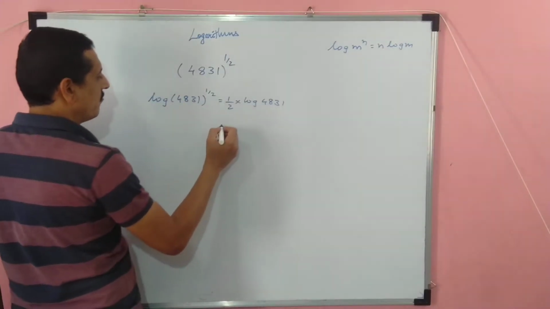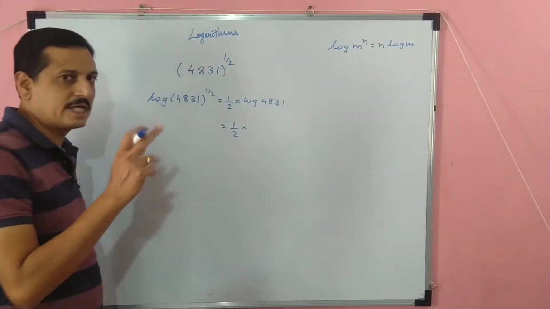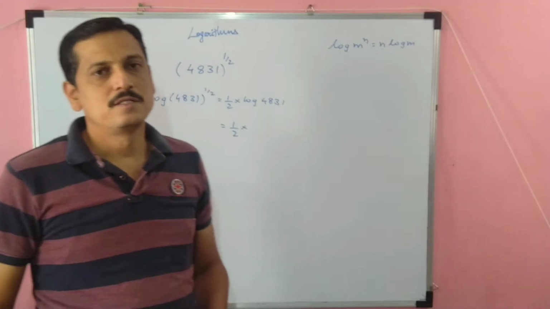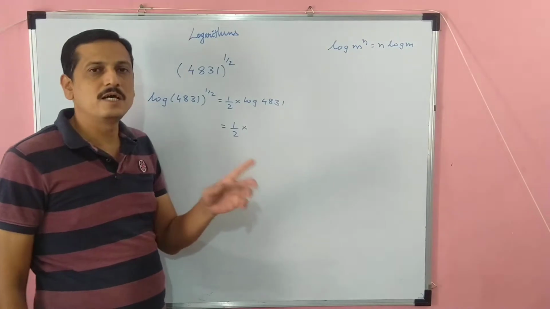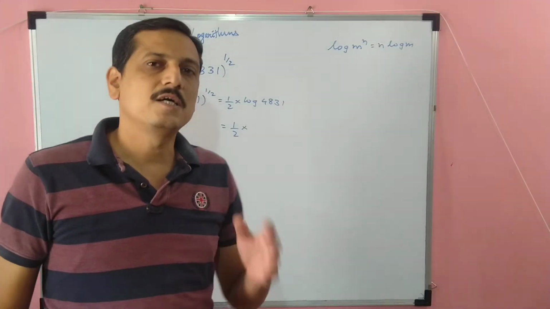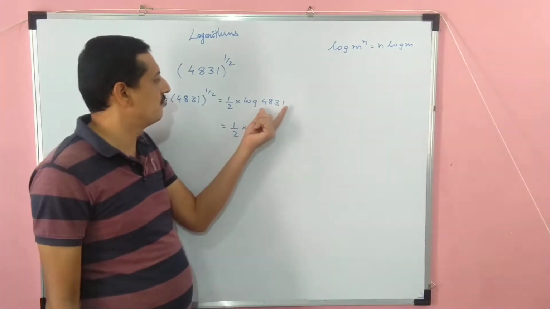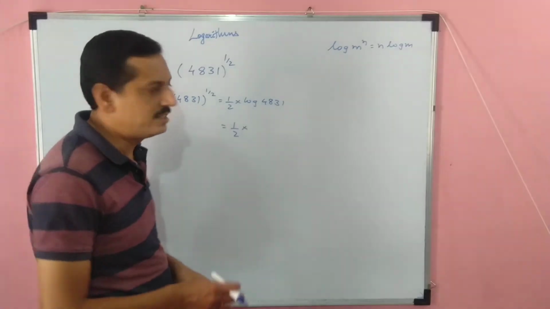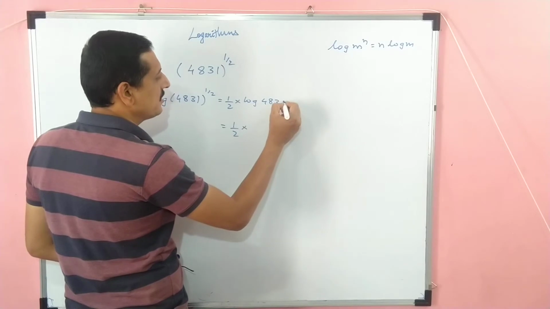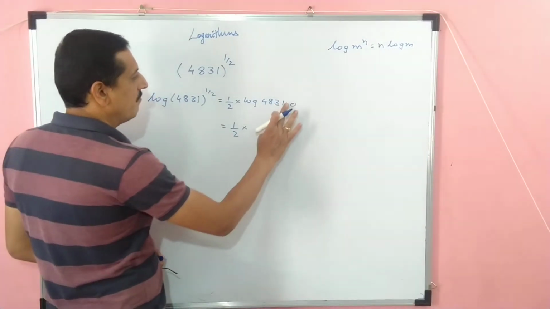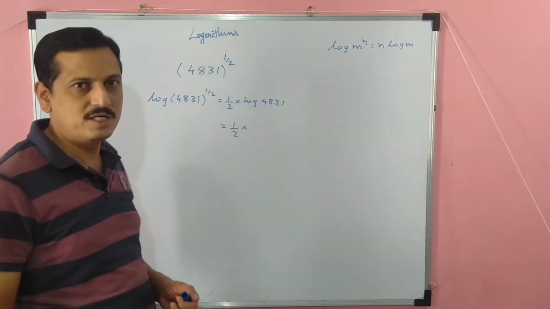Now that is nothing but 1 by 2 into log of 4831. First, the characteristic. If you remember the method we used, first we have to check how many digits are there before the decimal point, whether the given value is greater than 1 or smaller than 1. Here it is greater than 1. And the decimal point: 4831 means it is 4831.0 only, so the decimal point is after digit 1. So there are a total of 4 digits before the decimal point.